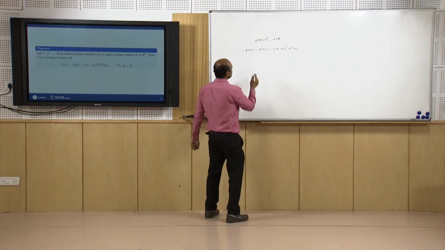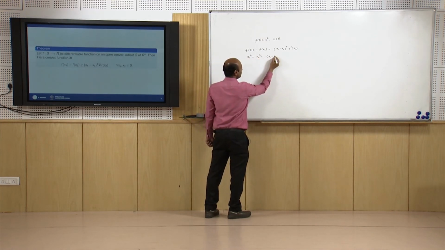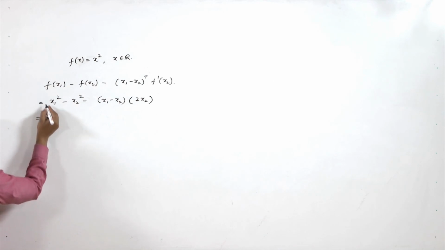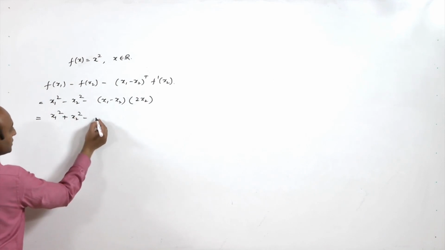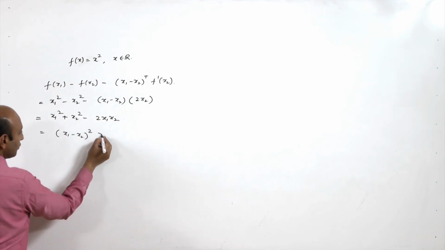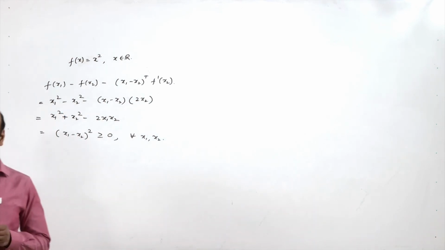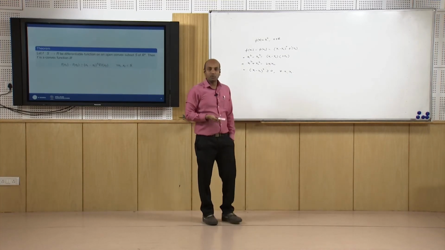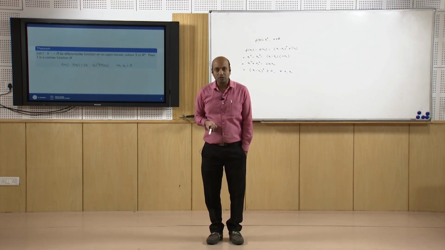So, what is this expression for this function? It is x1 square minus x2 square minus (x1 minus x2) times the derivative of this function at x2, which is 2x2. So, this is x1 square plus x2 square minus 2x1x2, which is nothing but (x1 minus x2) whole square, and which is greater than or equal to 0 always for all x1, x2. So, this implies the function is a convex function, because this inequality must be greater than or equal to 0, and we have shown that for this function x square it is. Hence, we can say that the given function x square is a convex function.